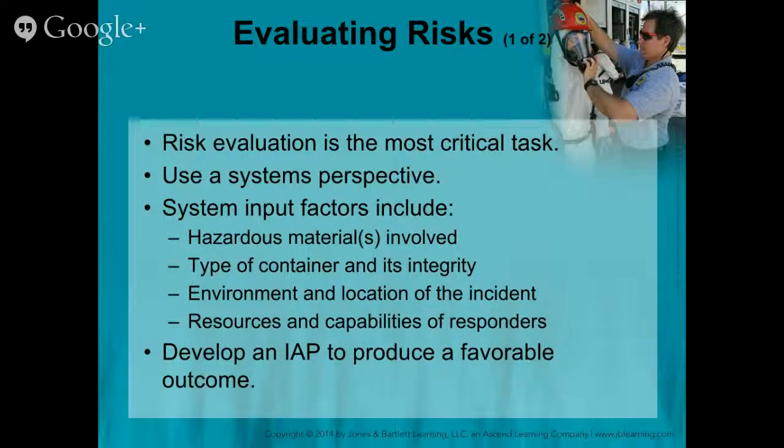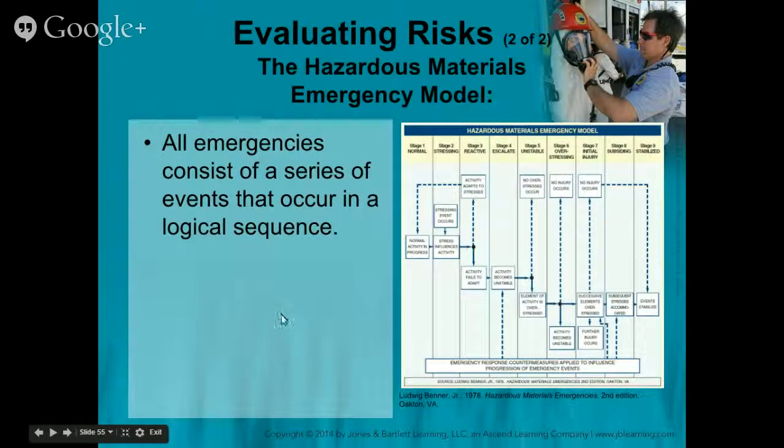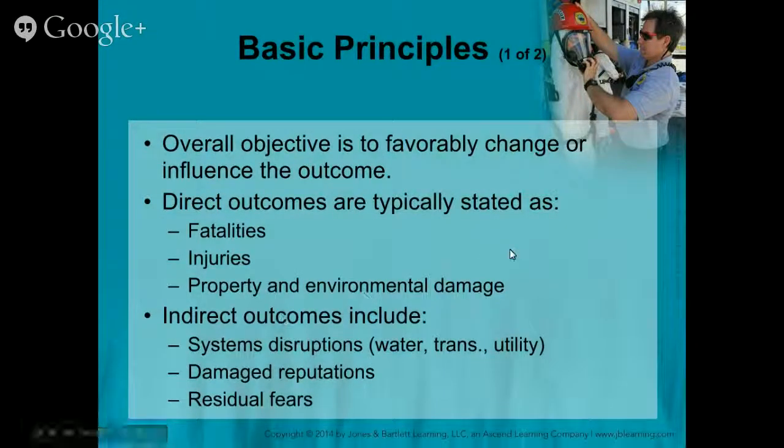Okay, with that in mind, we need to go out now and develop our IAP, Incident Action Plan, and we're hoping for favorable outcomes. Okay, these are just some of the sequence of events we talk about. One of the things we look for are direct outcomes, typically, do we have any fatalities? Obviously we want to limit fatalities, we want to limit injuries, and the bottom line is we want to limit property and environmental damage.